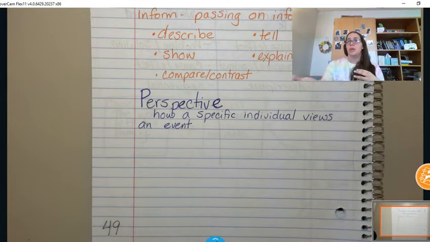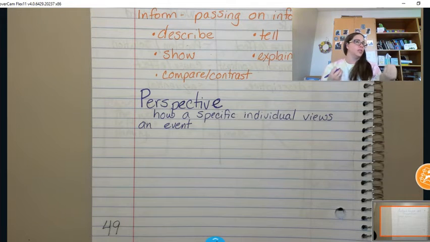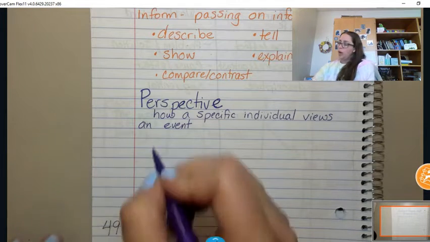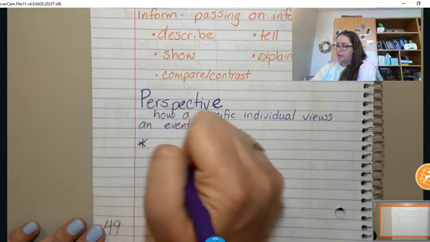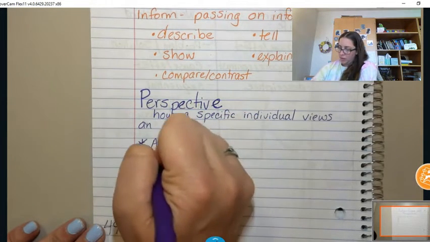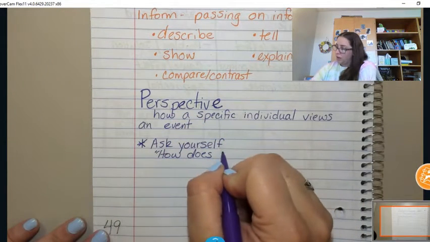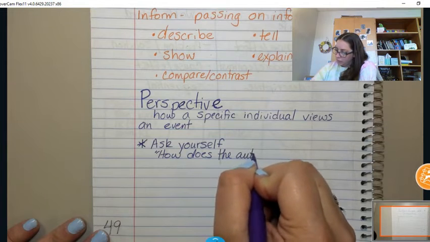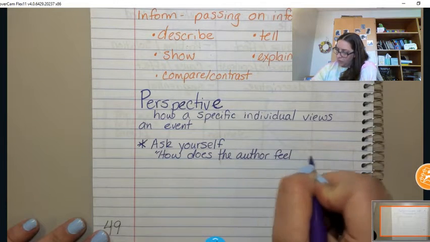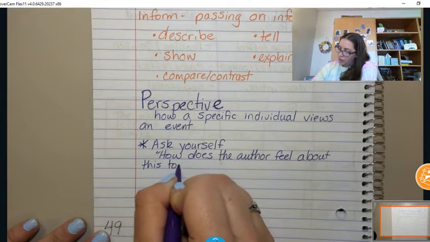Some people can see an event as being something good, such as the dog seeing the chicken fall, thinking it's good, or you could view it as not good, such as Miss Rogge dropping the chicken and realizing she has no more dinner left to eat. When you are looking for an author's perspective, you need to ask yourself one specific question. How does the author feel about this topic?